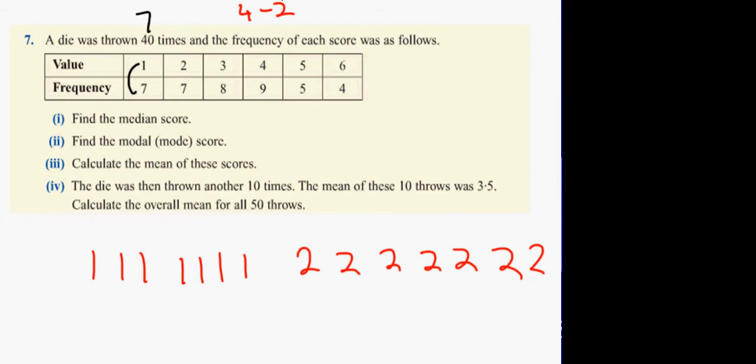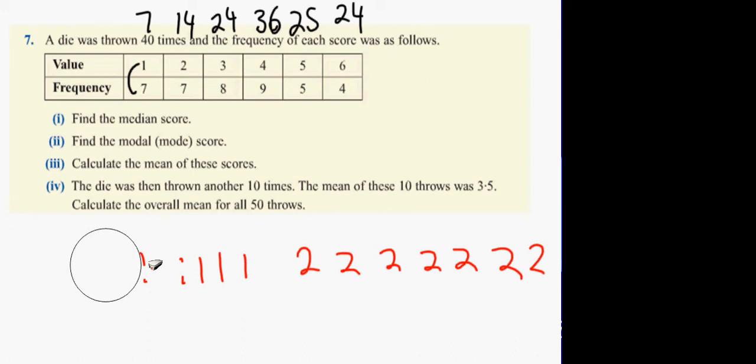7 ones is a total of 7. 7 twos is a total of 14. 8 threes is a total of 24, because 3 happens 8 times. 9 fours is a total of 36. 5 fives is a total of 25. And 4 sixes is a total of 24. Just remember that when you're doing it for the mean.